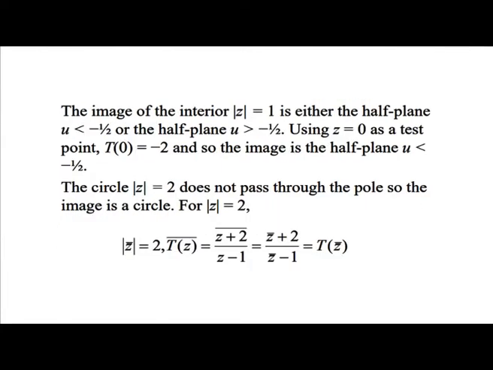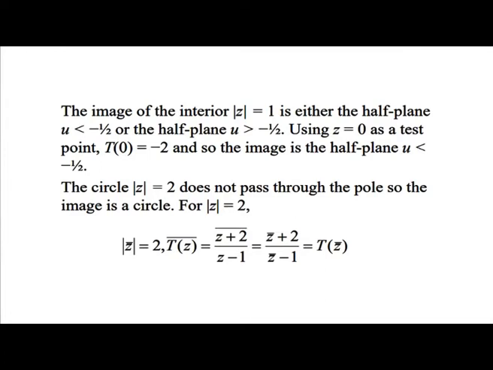Now, the image of the interior of the circle mod z equal to 1 is either the half plane u less than minus half or the half plane u greater than minus half. Using z equal to 0 as a test point, T of 0 is minus 2, and so the image is the half plane u less than minus half. Similarly, the circle mod z equal to 2 does not pass through the pole, so the image is a circle. So, as per the theorem, it maps circles onto circles or straight lines. The straight line happens when it passes through the pole of your function.